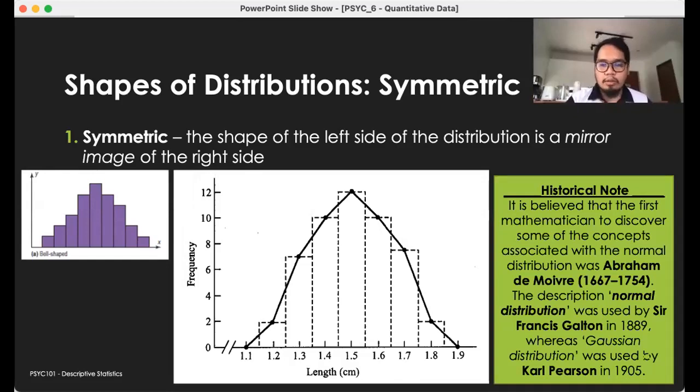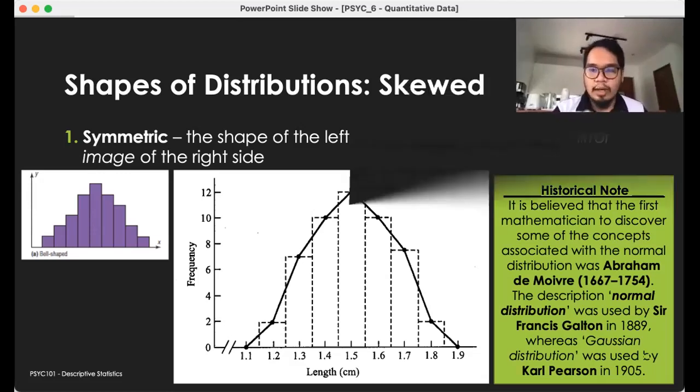Just a historical note, it is believed that the first mathematician to discover this concept is Abraham de Moivre. The description normal distribution was used by certain statisticians. Some call it the Gaussian curve or Gaussian distribution in memory of Carl Friedrich Gauss, who also discovered the formula, but used a different way to get it.